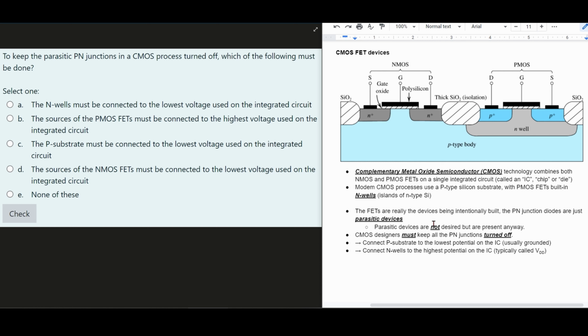The FETs are really the devices being intentionally built. Now, our p-n junction diodes are just parasitic devices, and that's what we're looking at here. So let's look at these and we can go through the notes further.